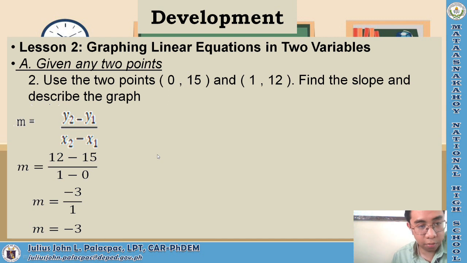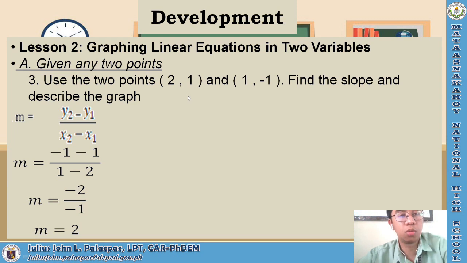Next, we have here using the 2 points 0, 15 and 1, 12. Find the slope and describe the graph. So we have here x sub 1, y sub 1, x sub 2, y sub 2. 12 minus 15, 1 minus 0. 12 minus 15, so it's negative 3. 1 minus 0 is 1. So negative 3 over 1 is negative 3. So our slope is negative. So the graph will go downward.